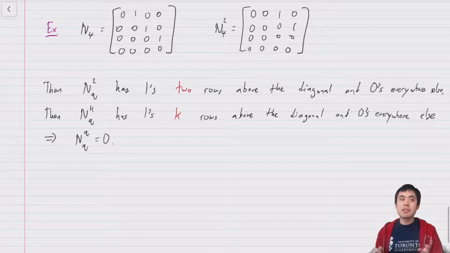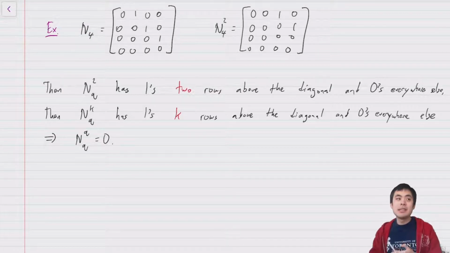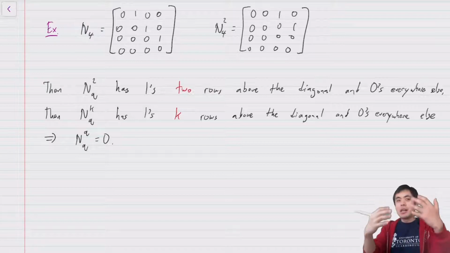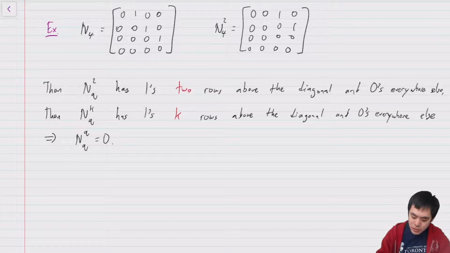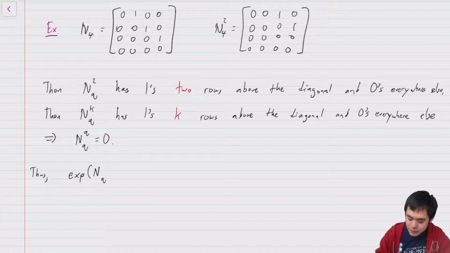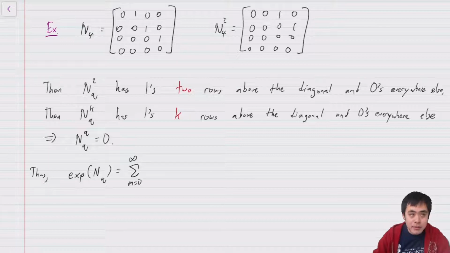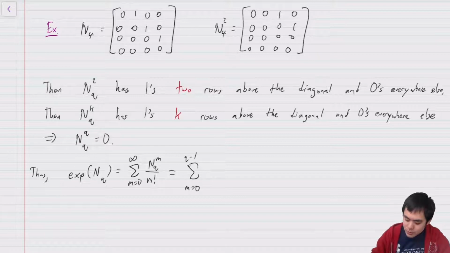Now, one of the nice things about N being a nilpotent matrix is that instead of having to take an infinite sum, you only have to take a finite sum, because everything above q is equal to 0. So the matrix exponential of N q, which is normally equal to the sum from m equals 0 to infinity of N q to the m over m factorial, is equal to the sum from m equals 0 to q minus 1 of N q to the m over m factorial.